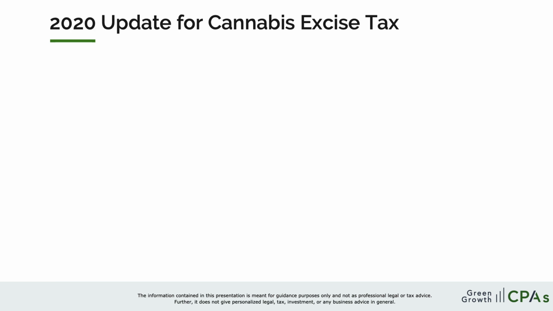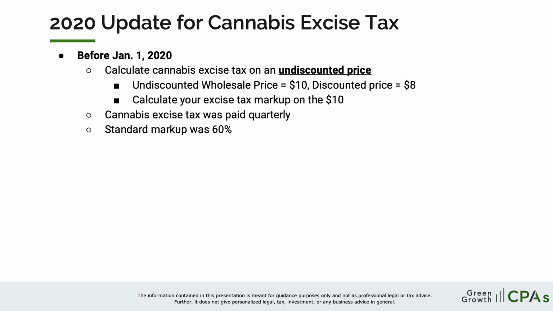So now let's hop into what the updates are for 2020. So before January 1st, 2020, distributors had to calculate and collect cannabis excise tax on that undiscounted price. So if during an arm's length transaction, you as a cannabis distributor sold someone a cannabis product for $10, but you gave them a discount so that it's $8 to them, you still needed to calculate your excise tax markup on that $10, which is the undiscounted price.